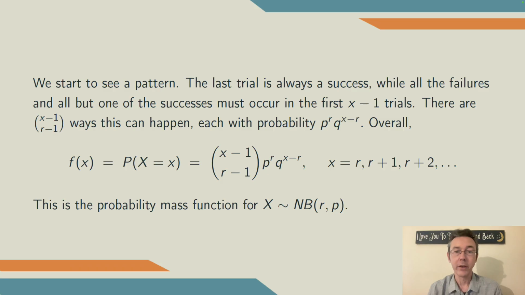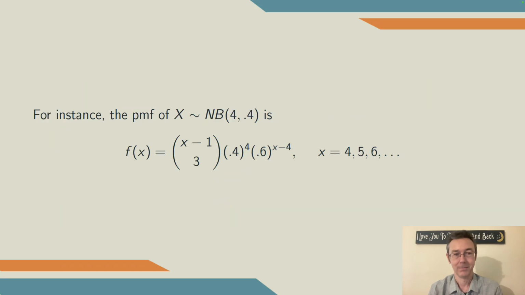By now, we're starting to see a pattern. The last trial is always a success, while all the failures and all but one of the successes have to come in the first x minus 1 trials. Overall, there's (x minus 1) choose (r minus 1) ways that can happen, and each one of those has a probability of p to the r, q to the x minus r, because you've got r successes and x minus r failures. So overall, the probability mass function for a random variable that has a negative binomial distribution is (x minus 1) choose (r minus 1), times p to the r, times q to the x minus r, where x can be r, r plus 1, r plus 2, etc.